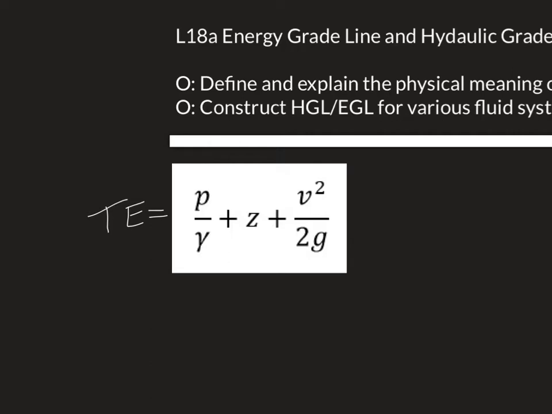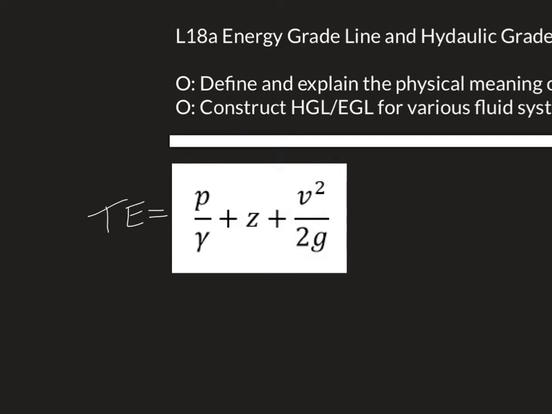Typically we look at these two and we call them the piezometric head, which I've probably said a couple of times in class, or maybe even on these recordings, and it's kind of gone in one ear and out the other, because it's not something we typically think about very much. Basically the piezometric head is the potential energy of the system, and the velocity head is the kinetic energy of the system.